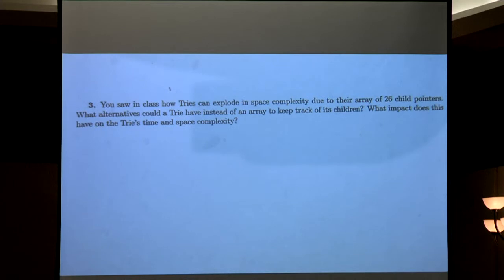So would this still be order K if you have linked lists instead of arrays? Worst case? Worst case, you think it's still order K? To search through the linked list? Okay, well, let's think about this. How big can the linked list get? As big as it wants?